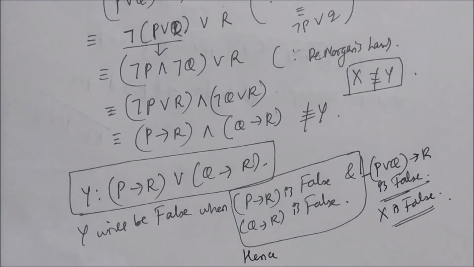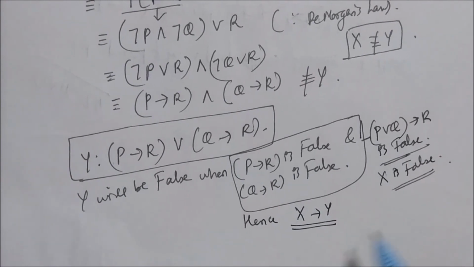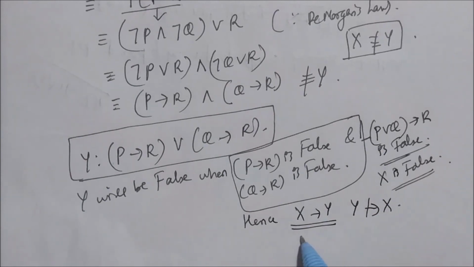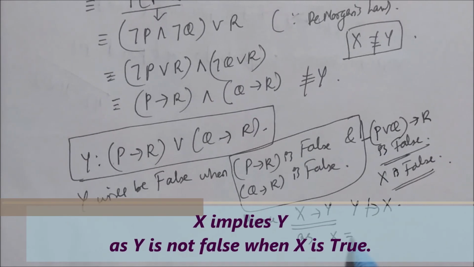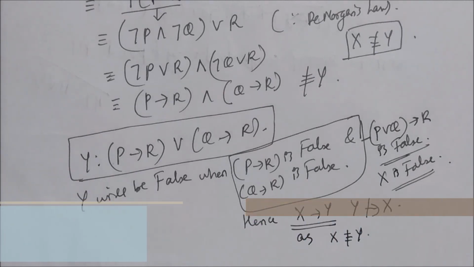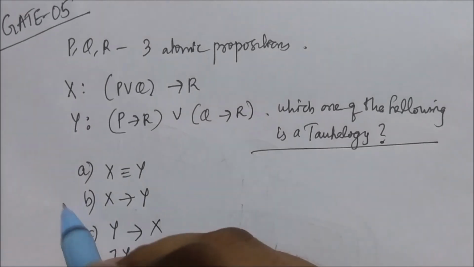When X is true and Y is false, that's when X implies Y would not be a tautology, it would become a false statement. Here X implies Y is a true statement because Y is not false when X is true, and hence we can say that X implies Y. And since X is not equivalent to Y, we also know that Y does not imply X. So the correct answer is X implies Y. Okay.